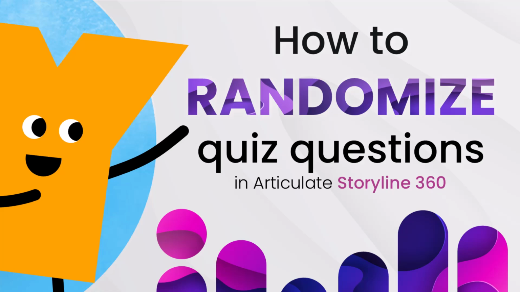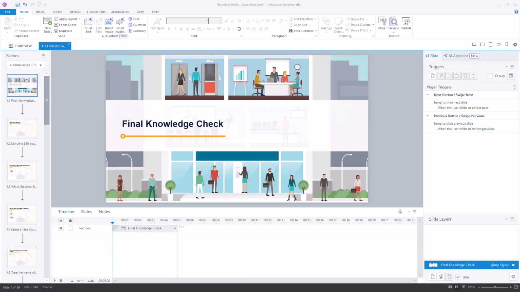If you'd like to randomize a quiz in Storyline 360, you can do so using a question bank. A question bank is a container for quiz questions. You can put your quiz questions into the bank and draw them out when you need them in your course.